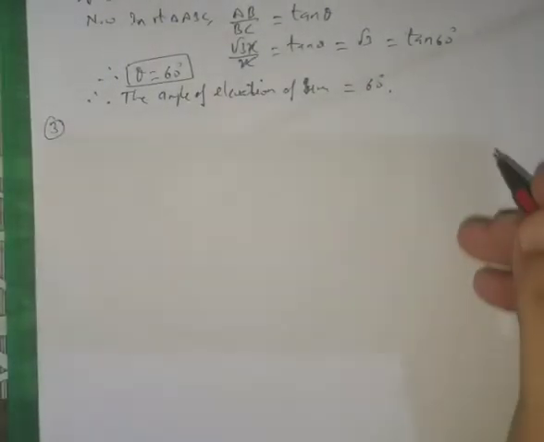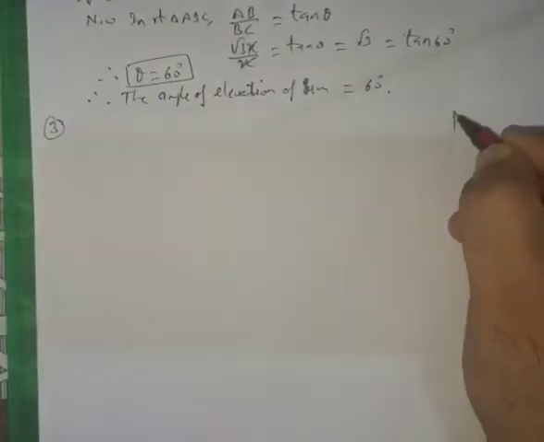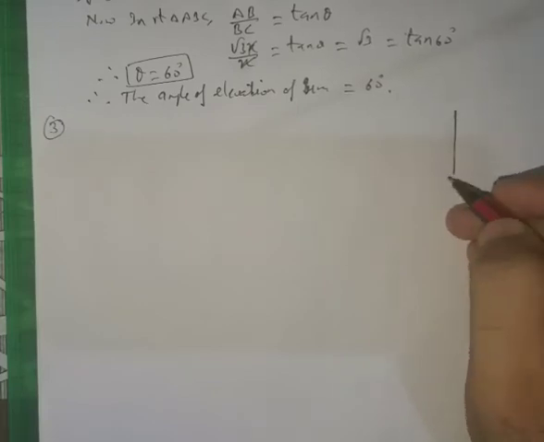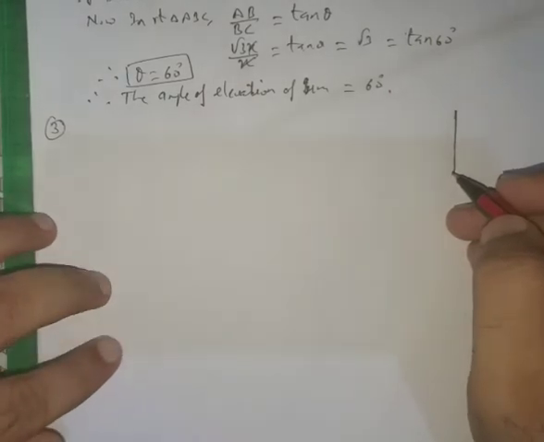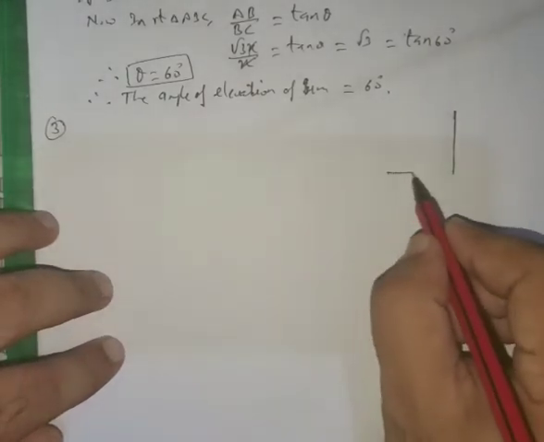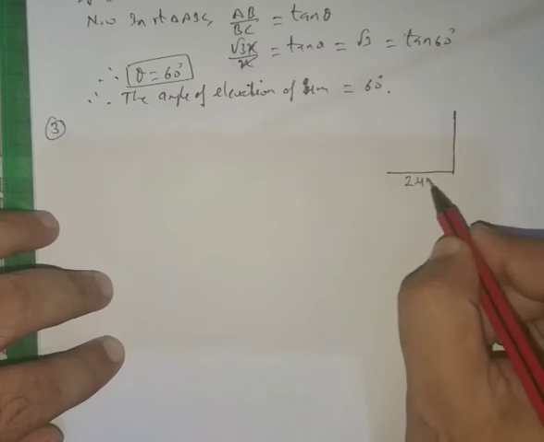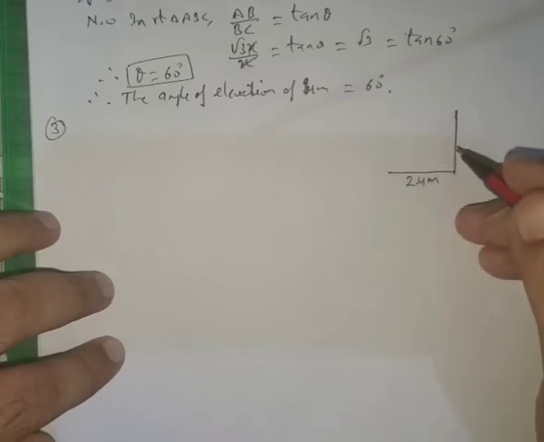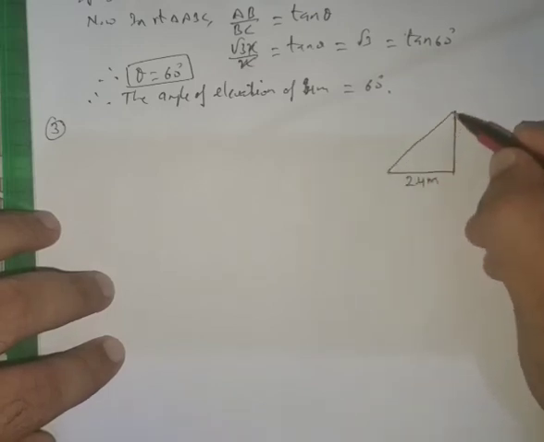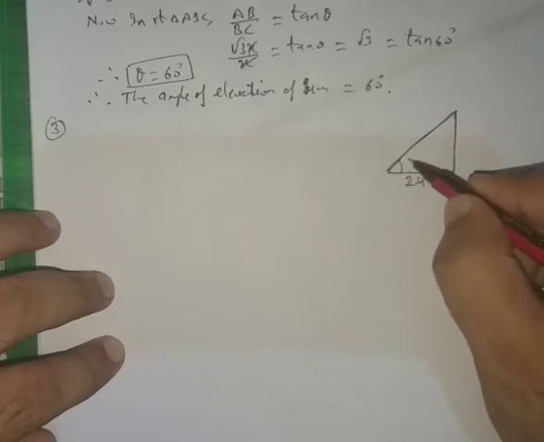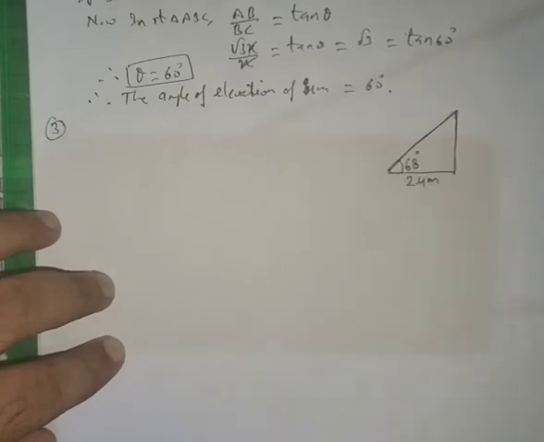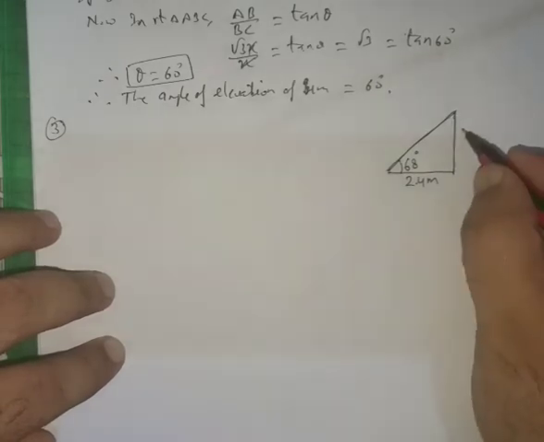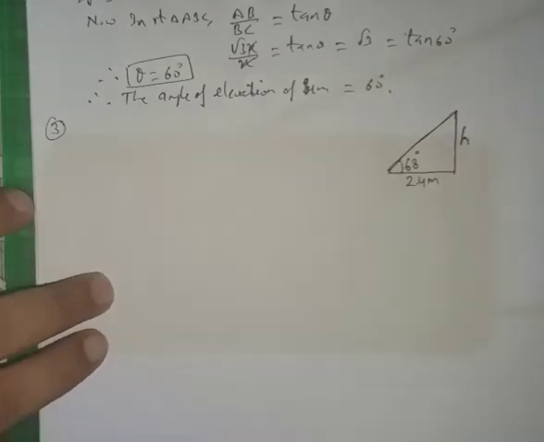So in this third question, let us say that this is the wall, and the foot of the ladder is 2.4 meter away. So let us say that this is 2.4 meter away from the wall, and this is the ladder. Now the ladder is making an angle of 68 degrees with the ground. We have to find the height up to which the ladder reaches, means let us say that this is H, and we have to find this.